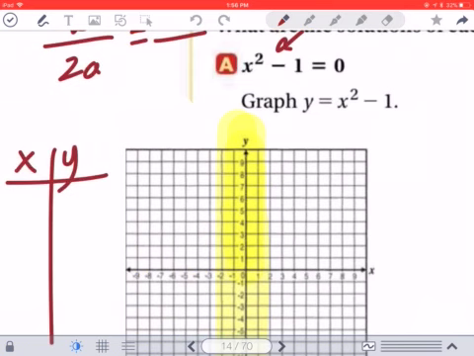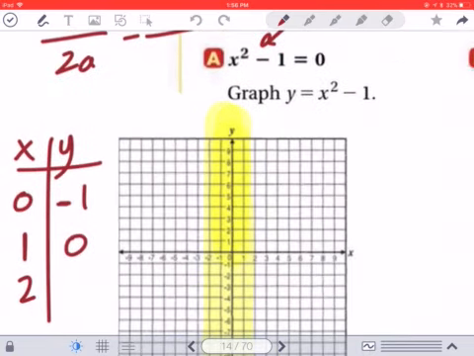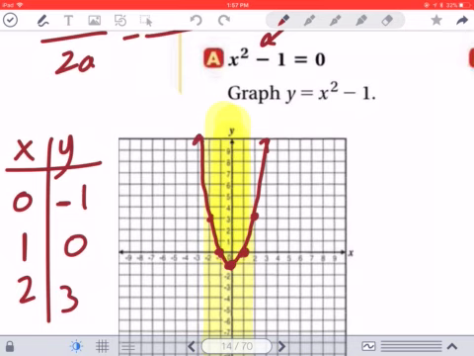So if I just plug in 0, I'm going to get negative 1. If I plug in 1, 1 squared is 1, 1 minus 1 is going to be 0. If I plug in 2, 2 squared is 4, 4 minus 1 is 3. And I can plug in all these points. My graph is going to look something like this. I could reflect these points. We learned that in our previous notes. So I only have to graph one side of it, and I can just reflect the other side.